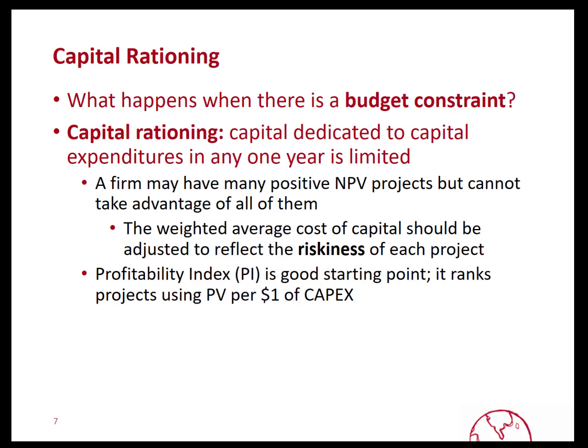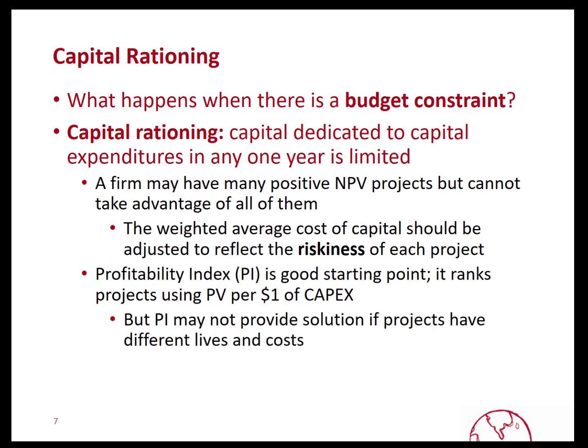With that in mind, one of the tools we looked at was profitability index, where you simply look at the sum of all the cash inflows in present value terms divided by the upfront cost. In other words, it ranks PV for every $1 of capex. The problem with this profitability index is that it doesn't have a dollar value, it's simply an index, and it may not provide a solution when you have projects that have different lives.